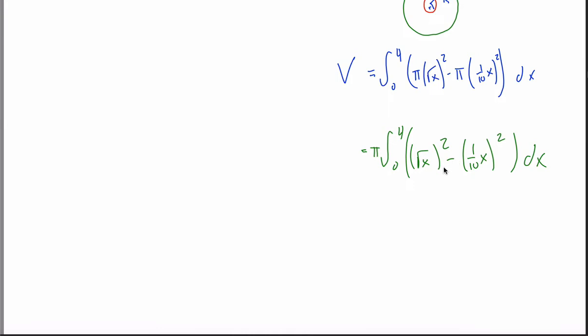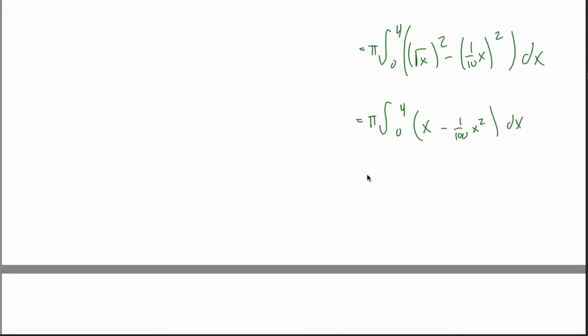And then before I take an antiderivative to evaluate this thing, I should just simplify these two terms. The square root of x squared, that's just x. Negative 1/10 x squared, that's negative 1 over 100 x squared. And now when it's written like this, it doesn't look nearly as imposing. I can absolutely take the antiderivative of this. It's just a polynomial. I'll leave the pi out in front.